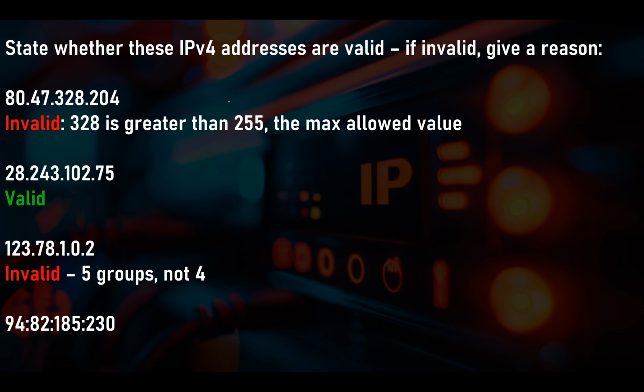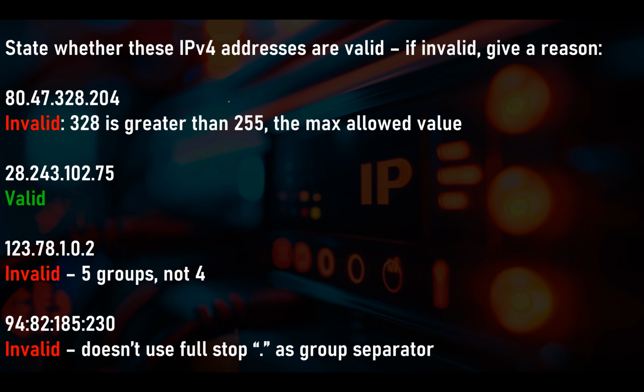And finally, this one. Hopefully people realise that's invalid because if you look at the separator, this one is using a colon as a separator rather than the full stop. Now, IP version 6 will use the colon. MAC addresses can either use a colon or a hyphen. Both of those are accepted, for example AA, BB, or AA-BB, like that.